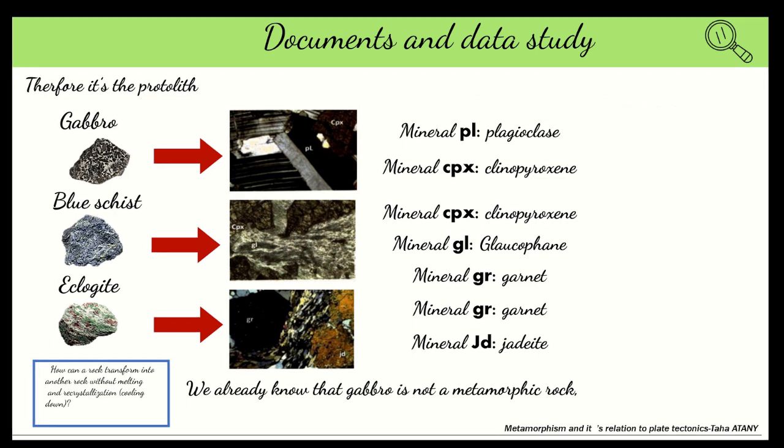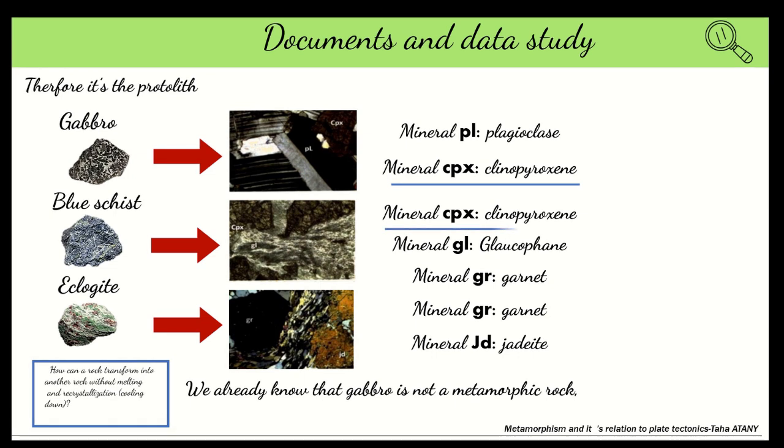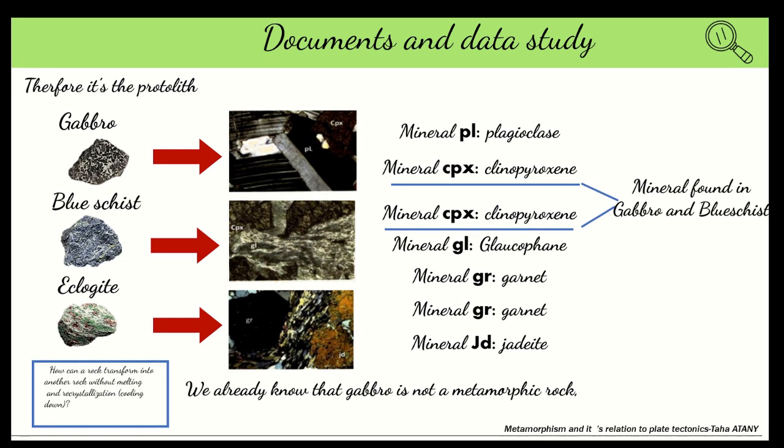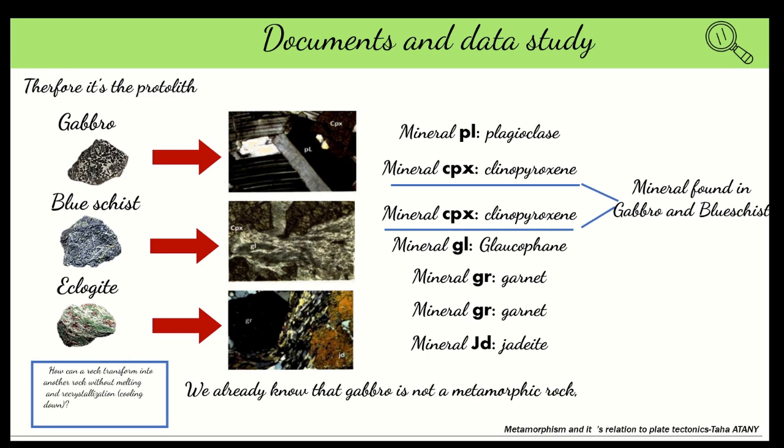And we already know that gabbro is not a metamorphic rock. So this means that gabbro is the protolith. And it has pyroxene. Which rock also has pyroxene? Blue schist. They have this mineral in common. Therefore, there is a logical link between gabbro and blue schist. However, they have a different mineral. Gabbro has plagioclase, and blue schist has a new mineral that's formed. It's glaucophane, not found in gabbro.